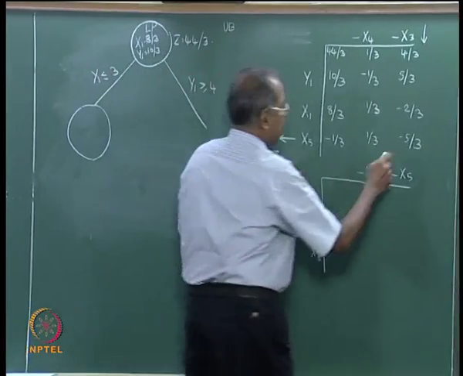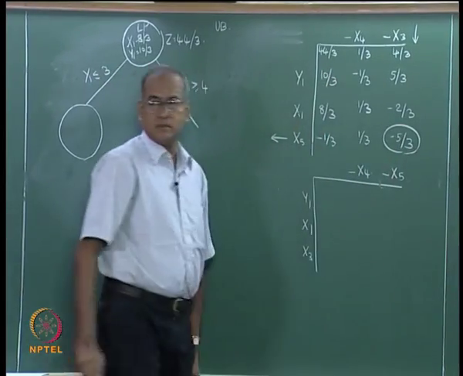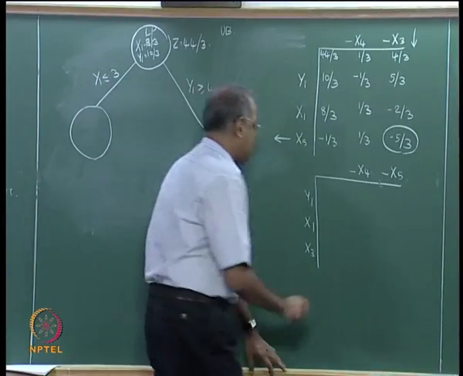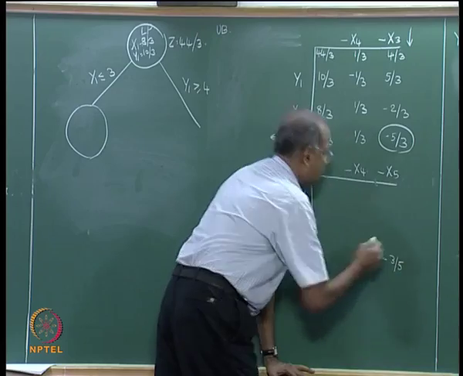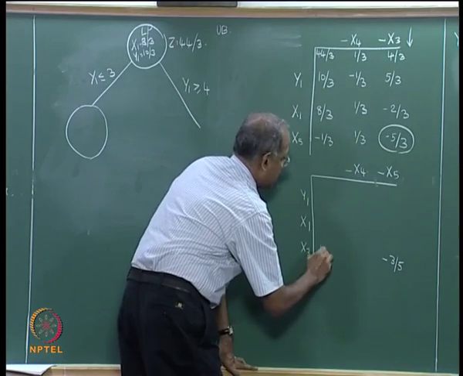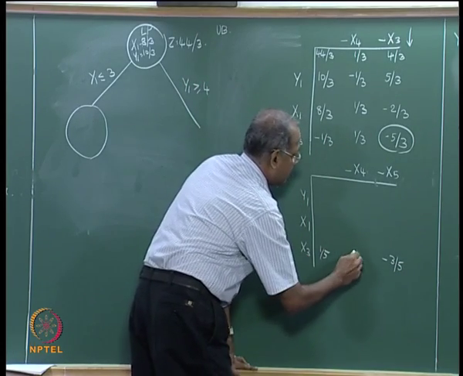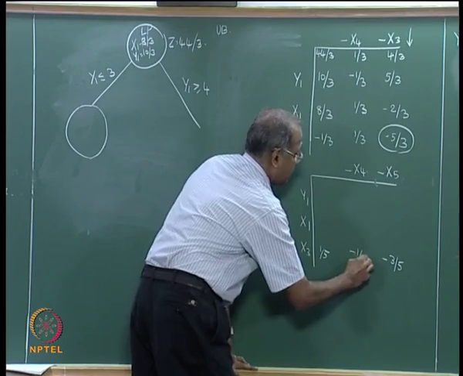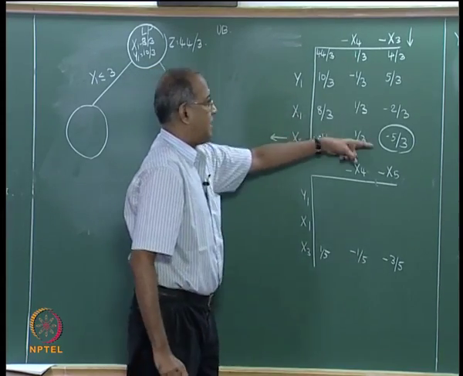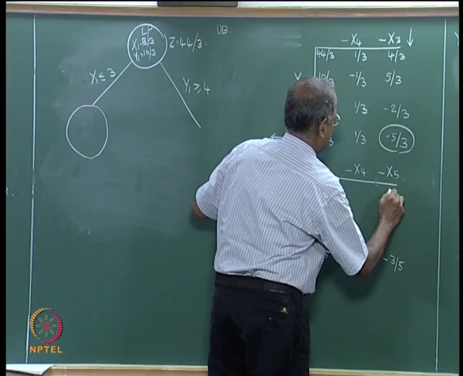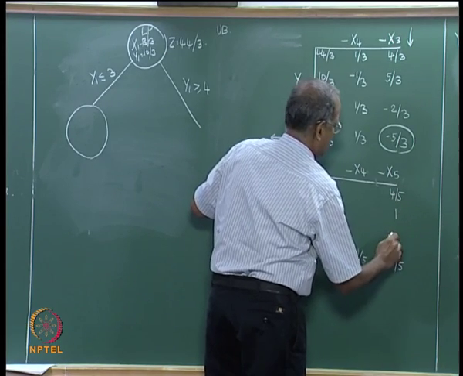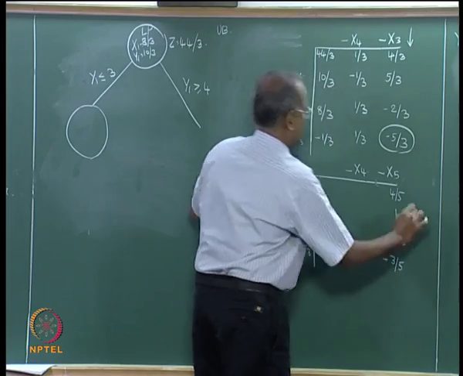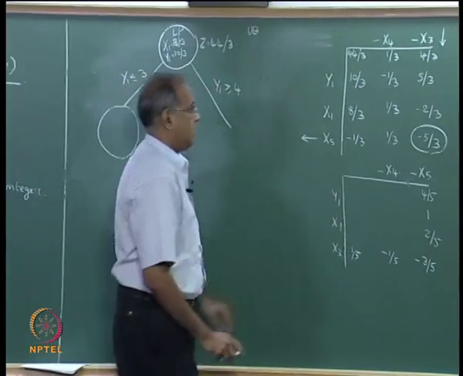This is the pivot element. So, pivot becomes 1 by pivot. So, minus 3 by 5, divide by the pivot, 1 by 5, minus 1 by 5, divide by the negative of the pivot, 4 by 5, 1, 2 by 5, minus 2 by 5.